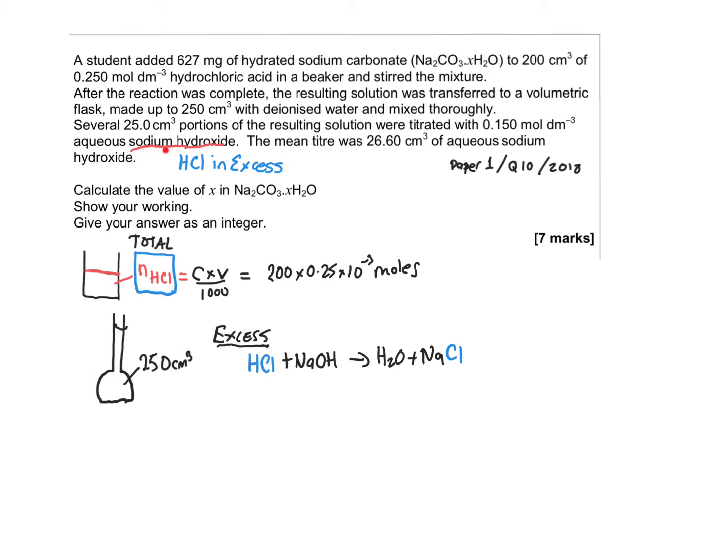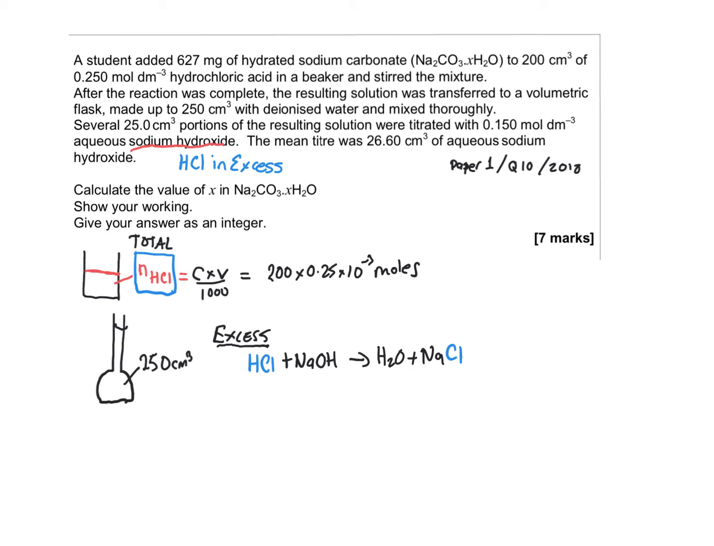And that means, because it's being titrated with hydroxide, the hydrochloric acid was in excess and the limiting reactant must have been the sodium carbonate. So if we know the total moles of acid that were there at the start, which we do because we have the concentration and we have the volume, and therefore if we use the formula C times V over 1,000, that will give us the total moles of HCl.